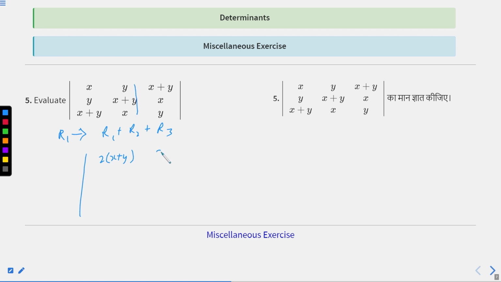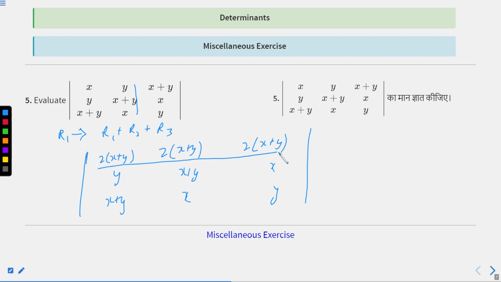Adding these, what you will have is 2 times x plus y, and the same thing, I get x plus 2y. Simple. So x plus y, x plus y, x, y. Now, as you all know, in determinants you can take a common factor out. The same thing is written over here, which means I can take this thing as common in determinants. So 2 times x plus y, and this will be 1, this will be 1, this will be 1.